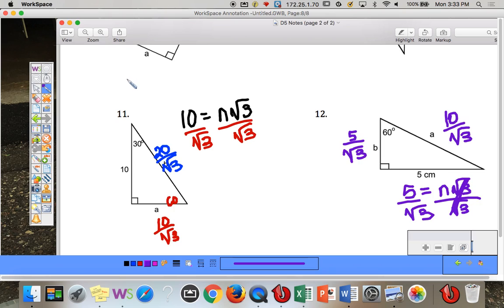So today you practiced finding, do you have n, 2n, n√3, or n√2? And you finish solving for the triangle.